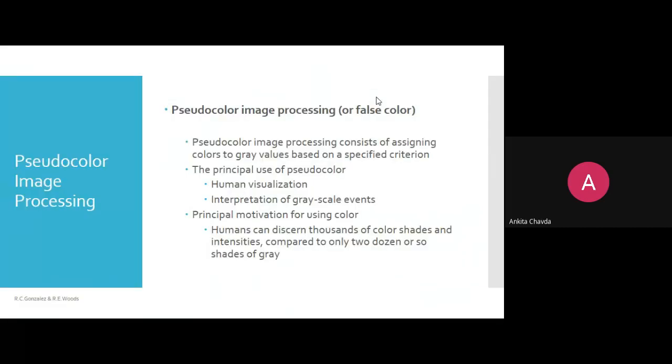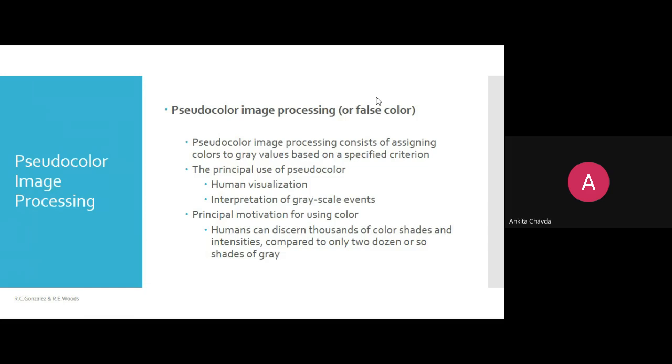Okay, fine. So pseudo color image processing means false color, because there is no color but you are giving the color, right? That is why it is a false color. Whatever color you want, the object is not having that color, but you are feeling that color, right? Pseudo color image processing consists of assigning colors to gray values based on specified criteria. The principal use of pseudo color is human visualization, because you are not addicted or habituated to seeing grayscale images.